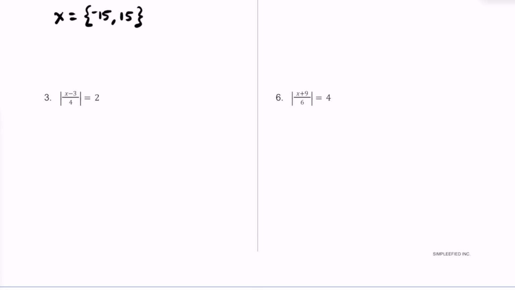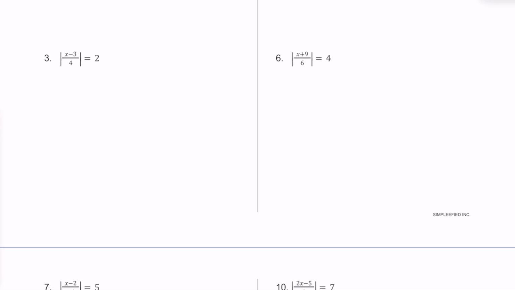For a third example, we have the absolute value of x minus 3 over 4 is equal to 2. So let's go ahead and see. This could be true if we have x minus 3 over 4 equal to positive 2. And then the other situation would be x minus 3 divided by 4 equal to negative 2. First things first, keep in mind that technically there are invisible parentheses here. The fraction bar implies that there is a grouping symbol for the numerator as well as the denominator.